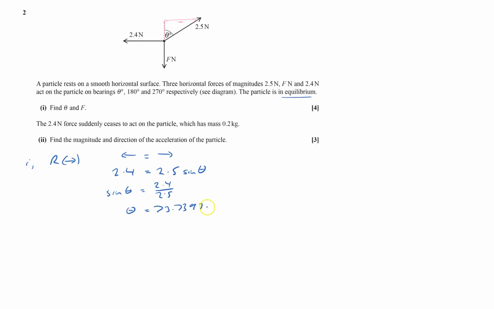73.7397 degrees. That's what founds theta, and now I want to resolve vertically. It's in equilibrium, so the upwards must equal the downwards, and upwards is 2.5 cos theta, and that must equal downward, which is F. So F equals 0.7 newtons.